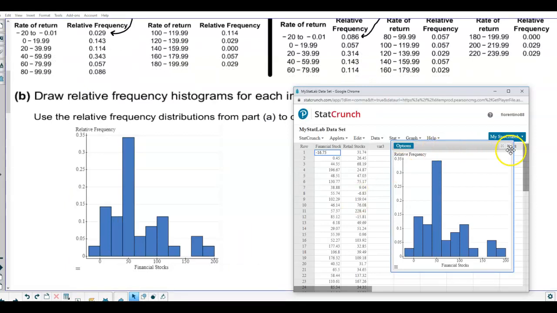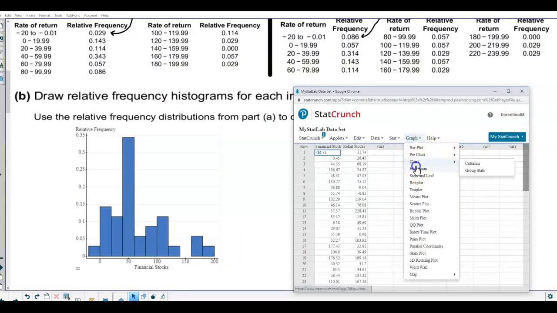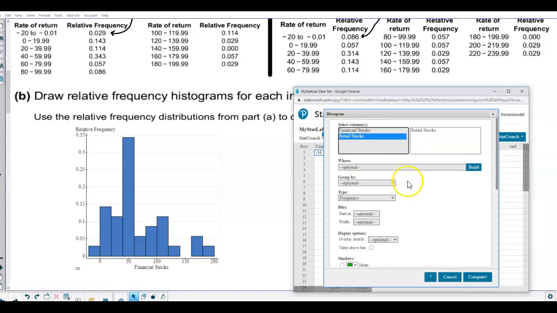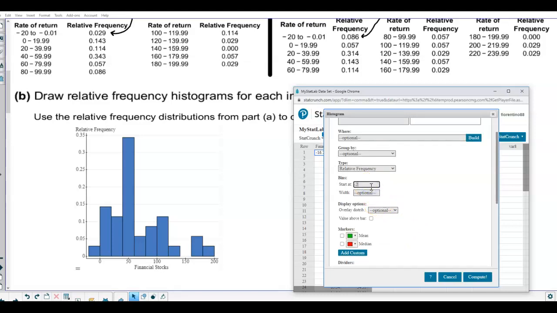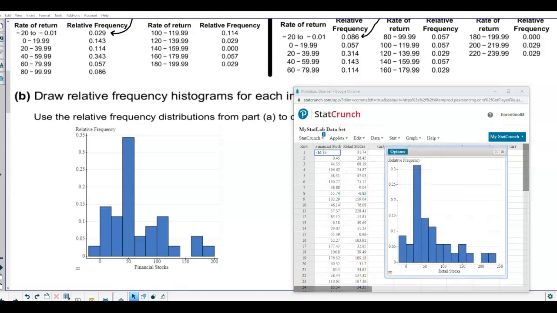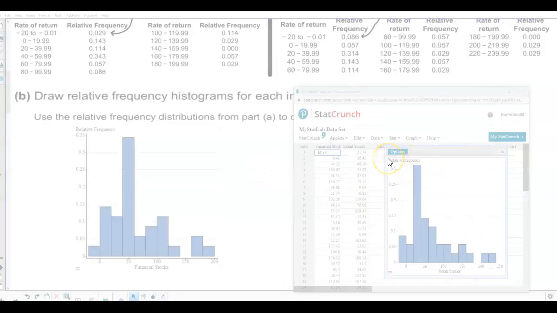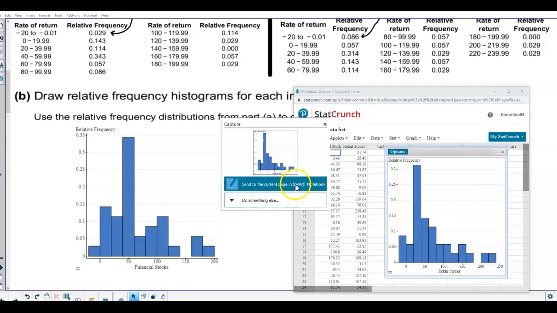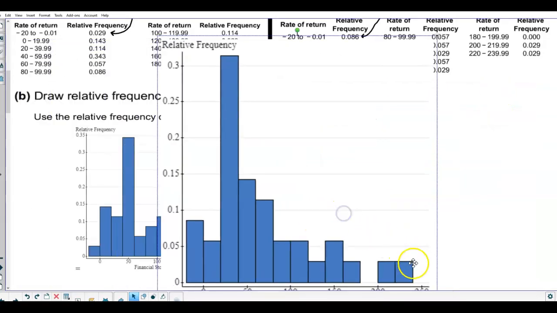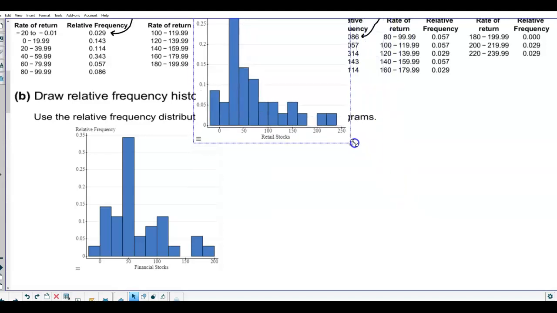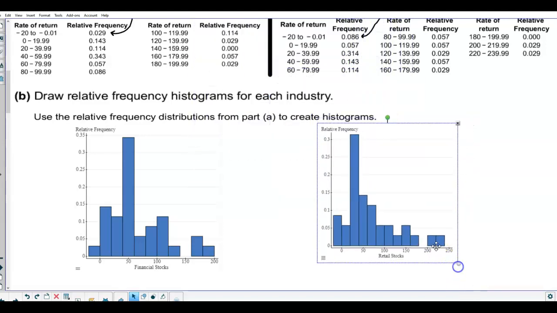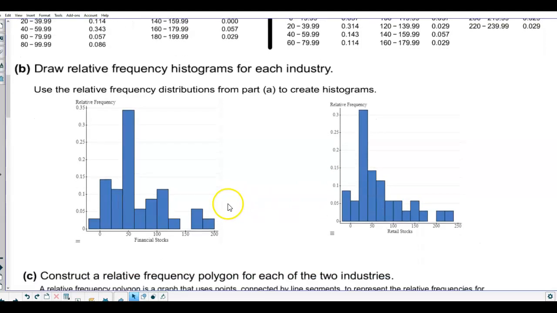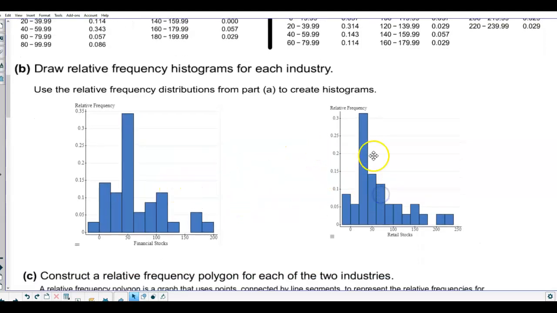Okay, next, we're going to graph the relative frequency histogram for retail stocks. So again, make sure you select relative frequency. We're starting at -20. Our class width is 20. And then we're going to select compute. And therefore, there is our relative frequency histogram for retail stocks. So now we can see how we can compare both of them. So now we've drawn the relative frequency histograms for each industry.